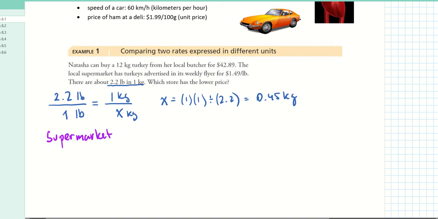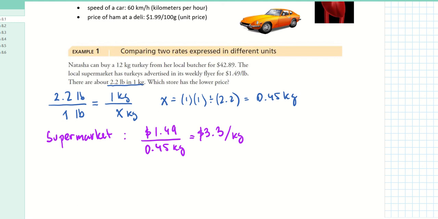So for the supermarket, we have that $1.49 per pound. Now we know that it's going to be $1.49 per 0.45 kilogram, because we just figured out how many kilograms is 1 pound. If you actually do the math here, $1.49 divided by 0.45 is going to be $3.30 per kilogram. All right, so that's our supermarket price.